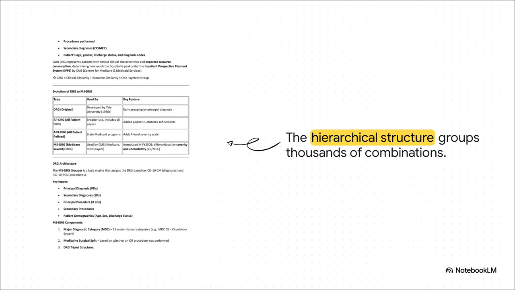This flow makes the architecture really easy to visualize. Starting from one of the 25 major diagnostic categories, say MDC 05 for the circulatory system, we immediately hit a fork in the road. We split into either medical or surgical partitions based on whether a major OR procedure happened. And from there, we drop right into a highly critical three-tier structure based entirely on severity.